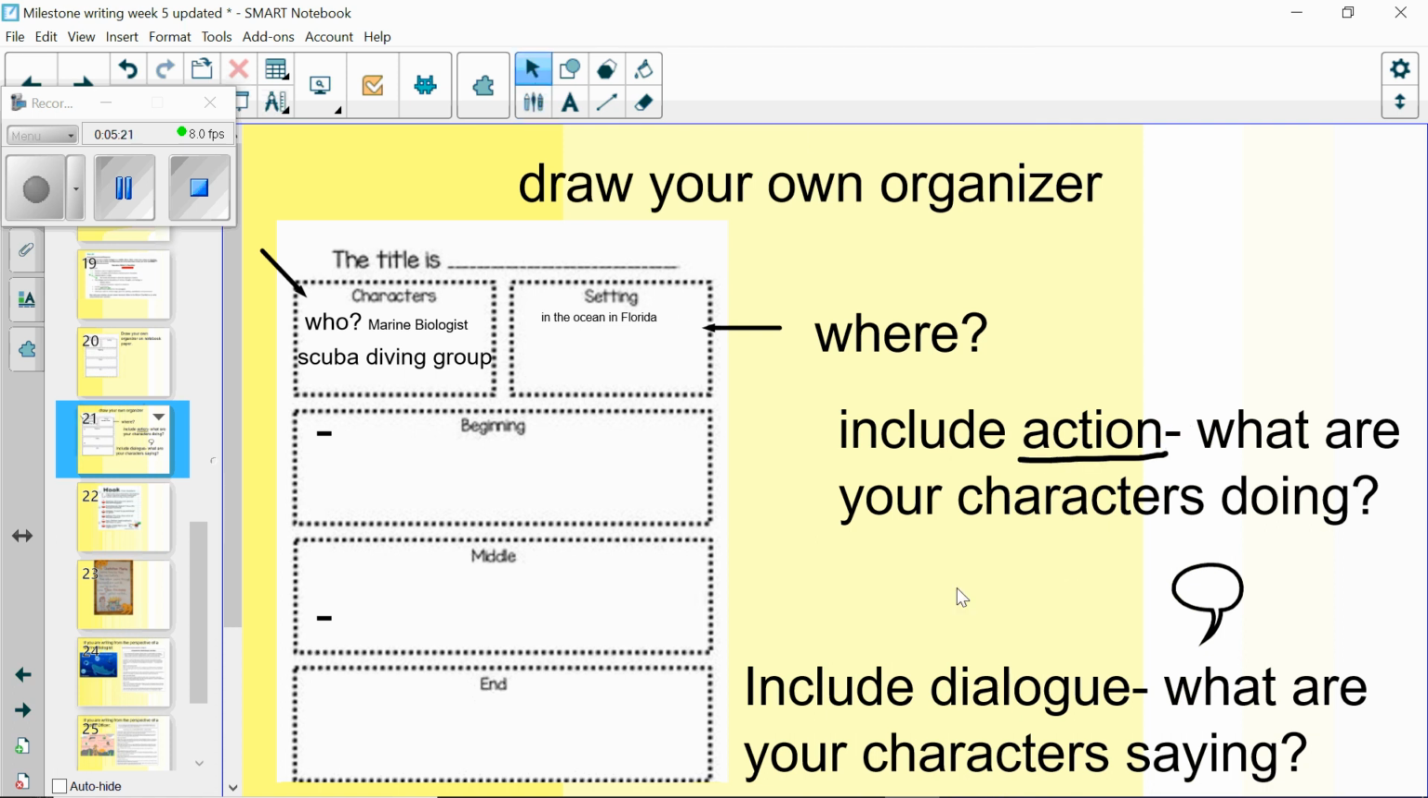And I want you to include dialogue. What are your characters saying? What are they saying to each other? Are people shouting? Are people yelling? Are people laughing? Are people questioning? What is it that they're doing?